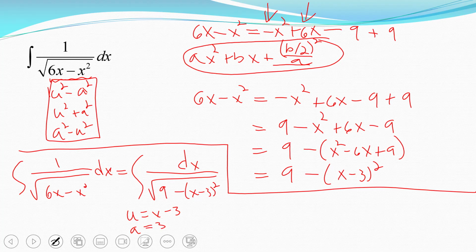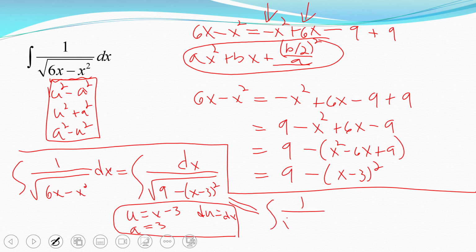And if we use the rule where u equals x minus 3 and a is 3, we notice that du is the same as dx. I'm running out of space. That is not very good presentation. This is the same then as the integration of 1 over the square root of a squared minus u squared du. So that then is the arc sine of u over a. That's x minus 3 over 3 plus c. That's the answer to the problem.